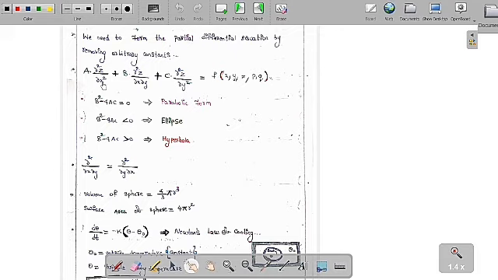So therefore a ∂²z/∂x² + b ∂²z/∂x∂y + c ∂²z/∂y² is equal to a function f of x, y, z, p, q. Then b² − 4ac = 0 means the general solution of this partial differential equation will be in the parabolic form.